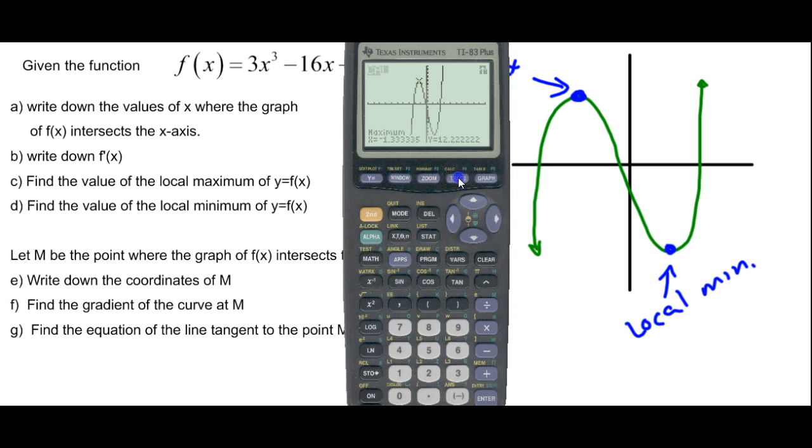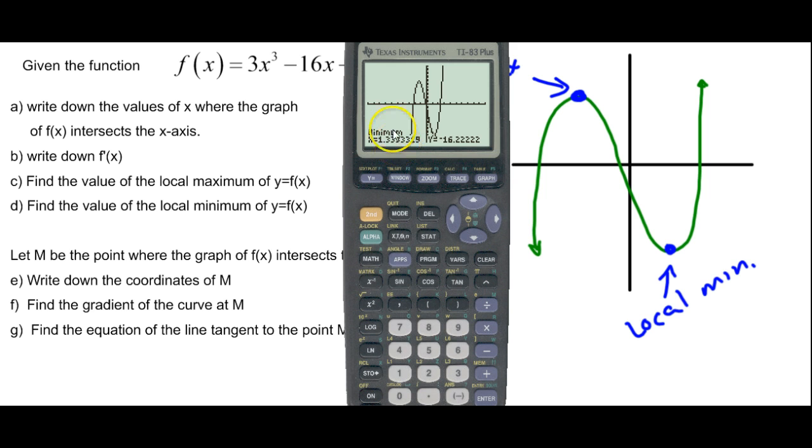Let's find a local min. Do the same thing, go to min instead. In this case, the min's down here, right? So the left bound would be here. The right bound would be over here somewhere. All right, press enter, and that's your local max, or min, sorry.